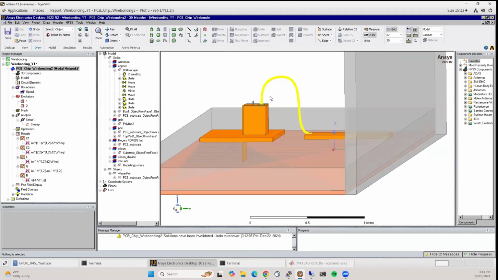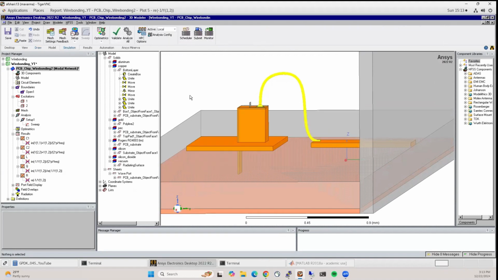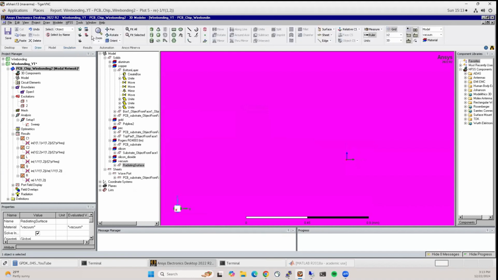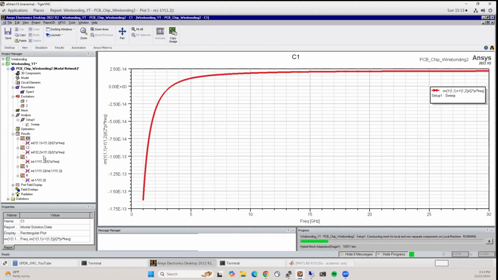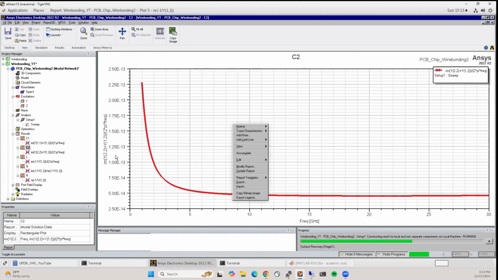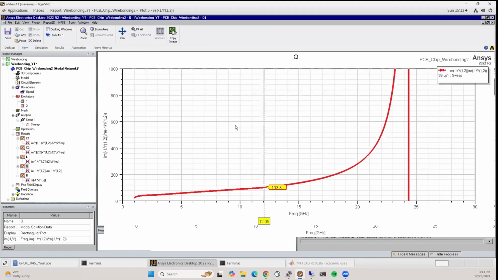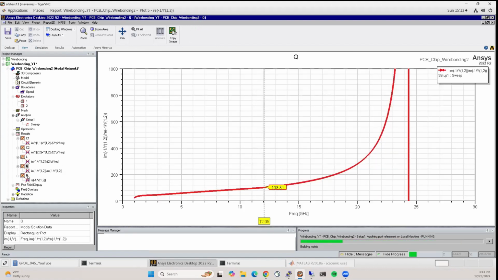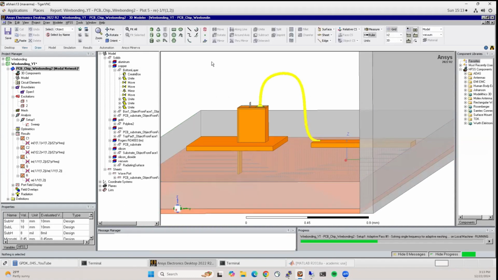So let's see how this looks. Let me again simulate this. Okay, now I'll accumulate these plots so that you can look at a comparison. Once it's done, I'll come back.